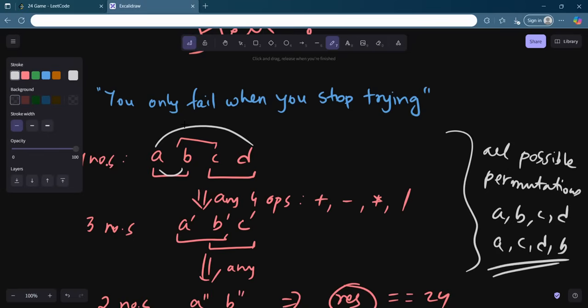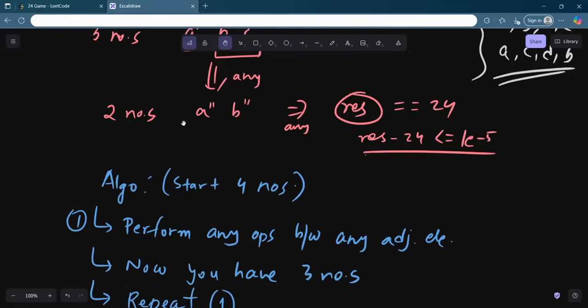I hope in whichever language you are using, there is some inbuilt function which generates permutations. In C++ we will use the function next_permutation. If you don't know which function generates the next permutation in your particular language, you can just Google it or ask ChatGPT or whatever. This is the next permutation which you need to do.